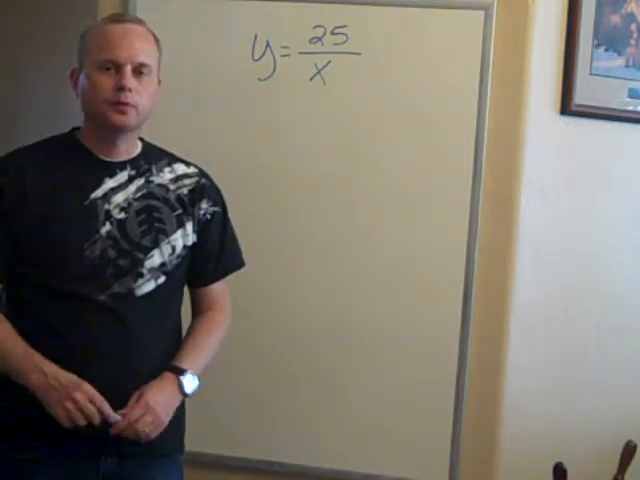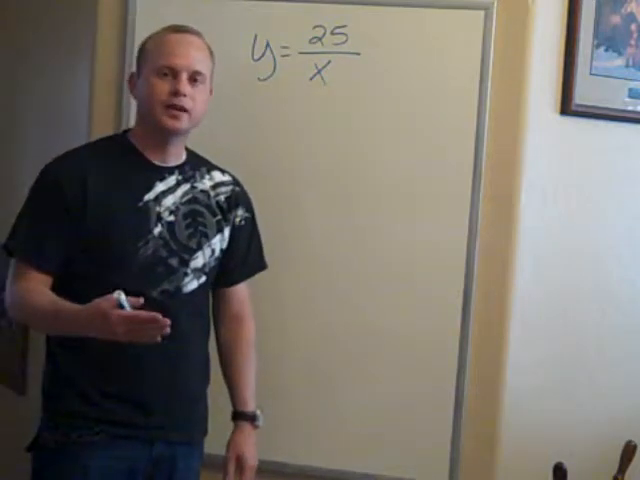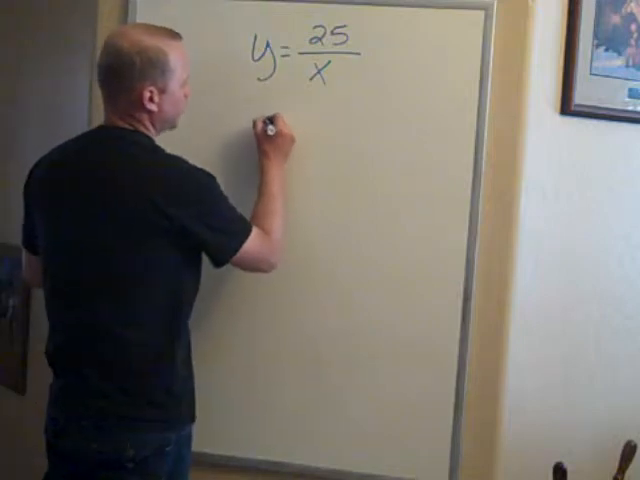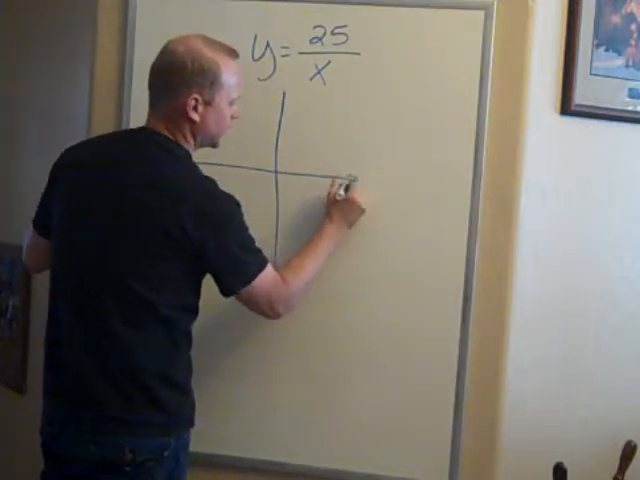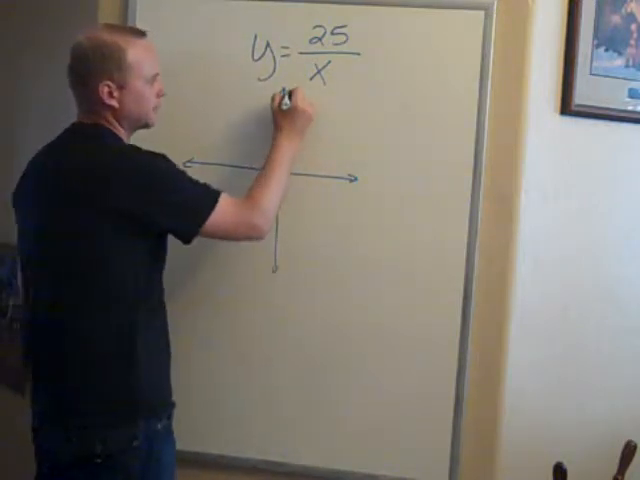We're going to be going through this one right now, and we want to talk about a couple different things. So here's our equation, y equals 25 divided by x, 25 over x, if you will. And if we were to graph this particular one, here's an attempt at an xy axis, it would look something like this.